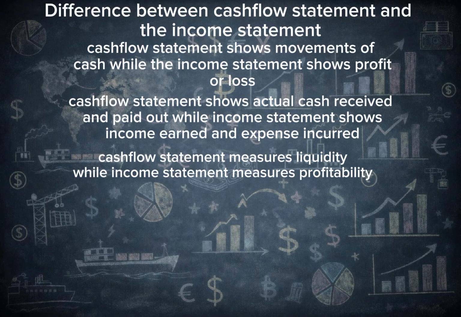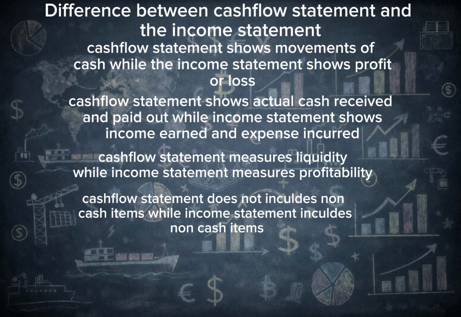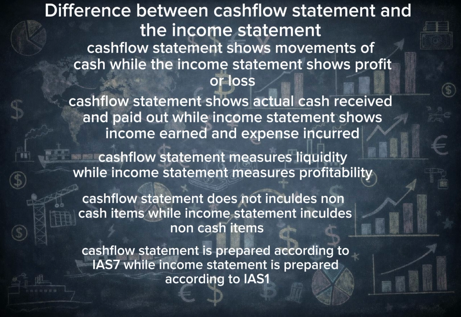Since the cash flow statement focuses on the movement of cash, it does not include any non-cash expenses such as depreciation and amortization. But these non-cash expenses are included in the income statement so as to determine the profits for that particular financial year. The cash flow statement is prepared according to International Accounting Standard 7 on statement of cash flows, while the income statement is prepared according to International Accounting Standard 1 on presentation of financial statements.